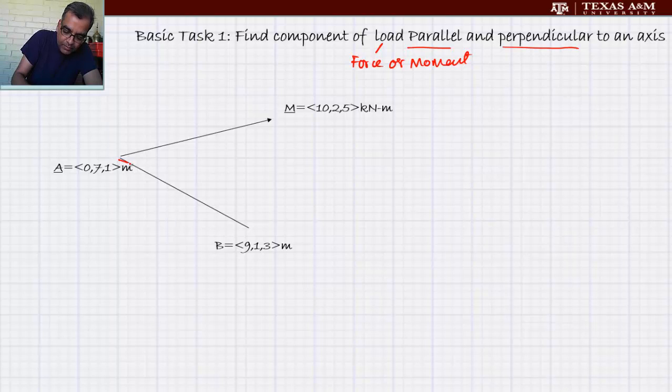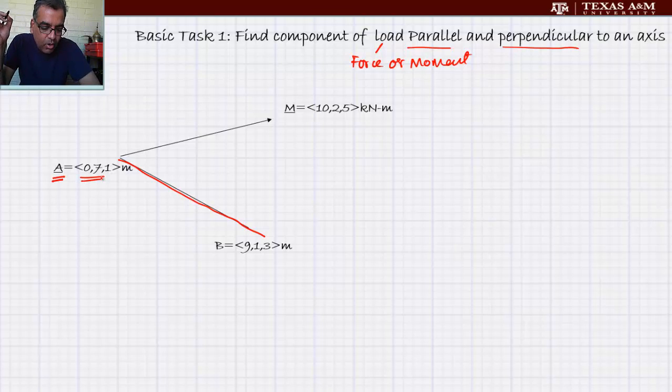Here's a shaft. It starts out at point A, whose location is given by coordinates 0, 7, 1, in meters. Point B is given by coordinates 9, 1, 3, in meters, and the torque on it, the total moment on it, is given as 10, 2, 5 kilonewton meters. So it's a vector. Moment is a vector.